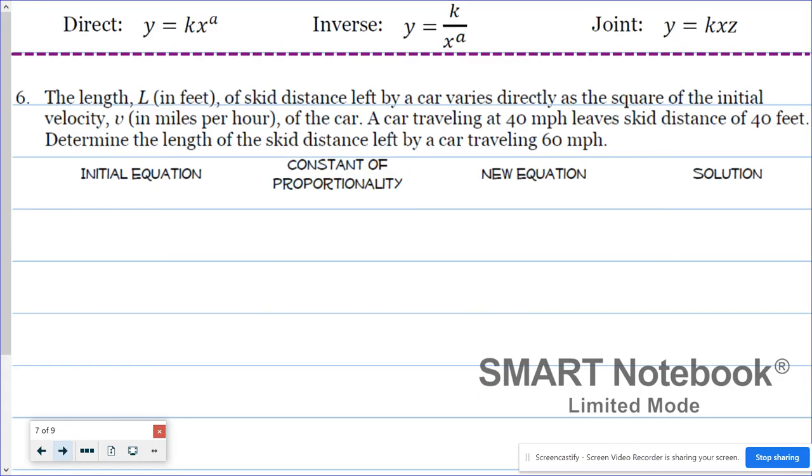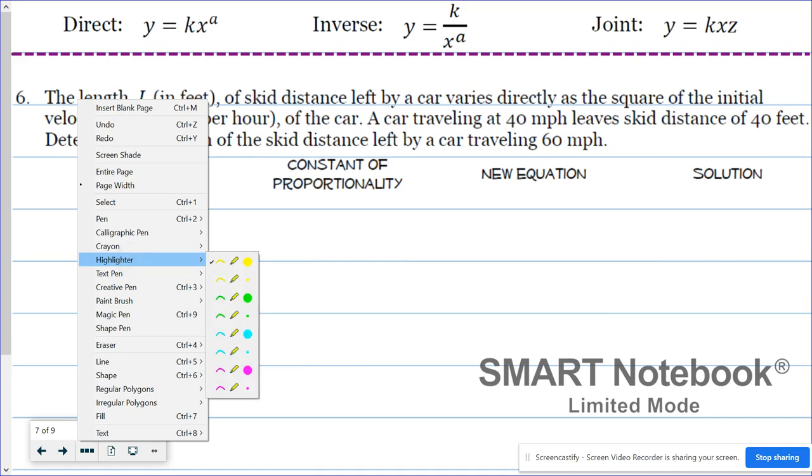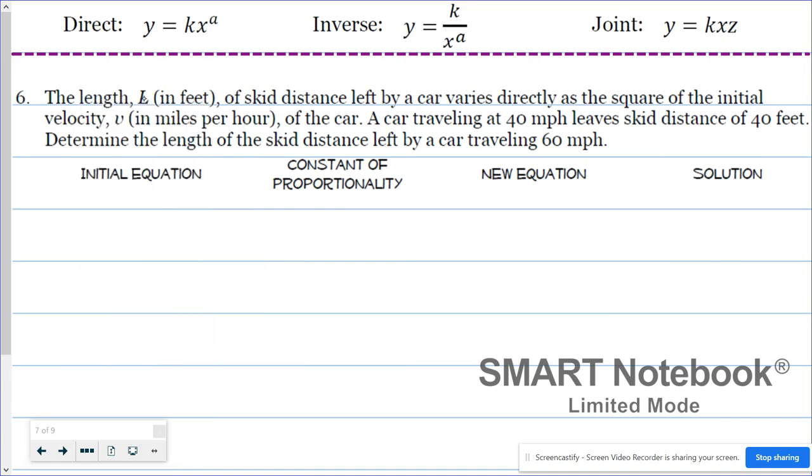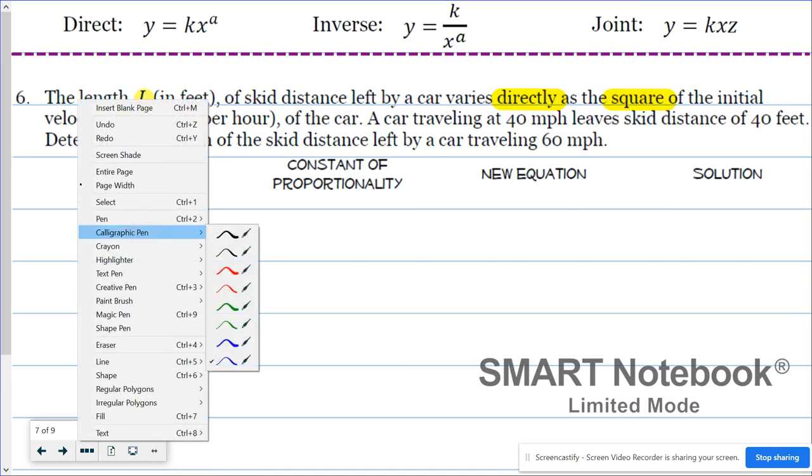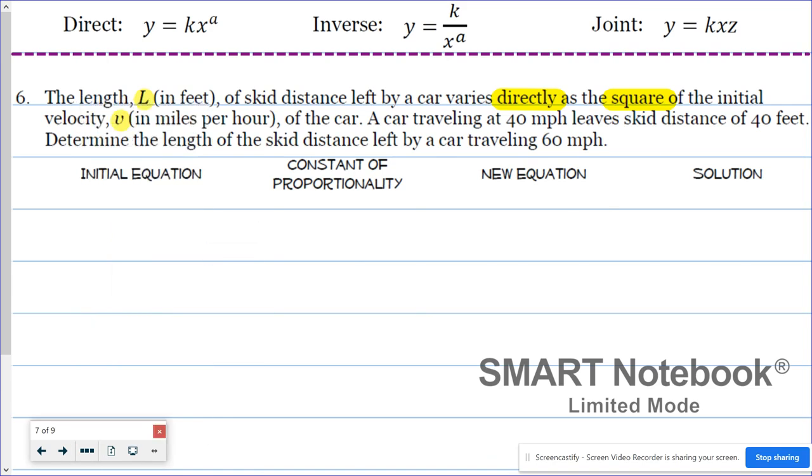But everything is grouped together. Okay, so we just need to read as far as the initial equation, and then we'll stop. So the length L in feet of skid distance left by a car varies directly as the square of the initial velocity v in miles per hour. I'm going to stop right there. That is everything I need for my initial equation. I need to write that down before I go any further.